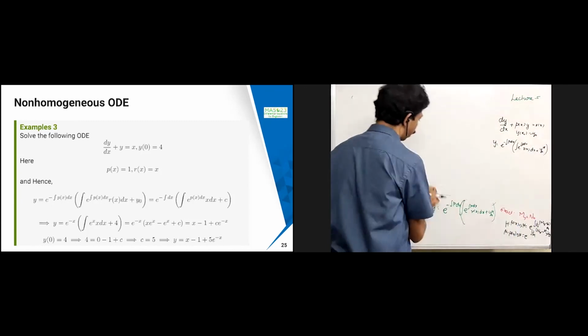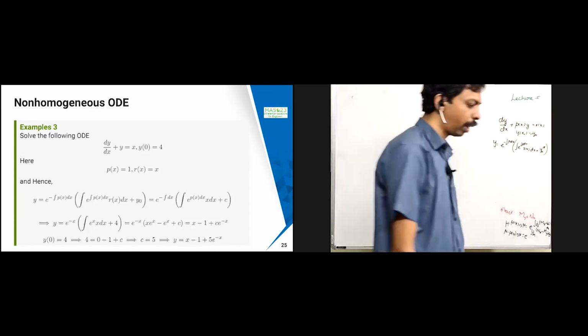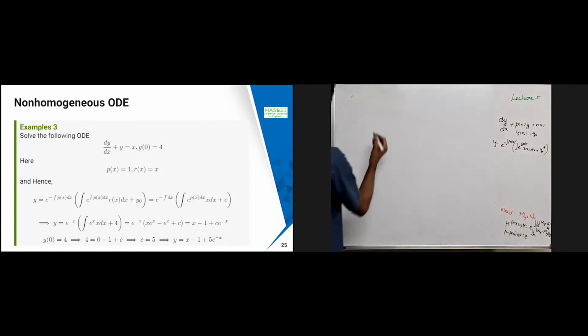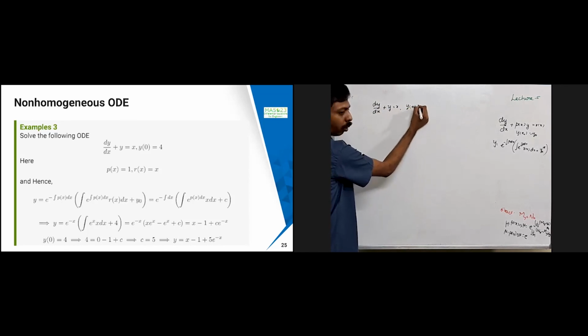Let's see why this y naught star is there. I'm not keeping y naught. Let's see that, because it is not going to be the same. Y naught is going to come. Let us see that. So what I have is the problem dy by dx plus y equal to x, and y of 0 equal to 4.